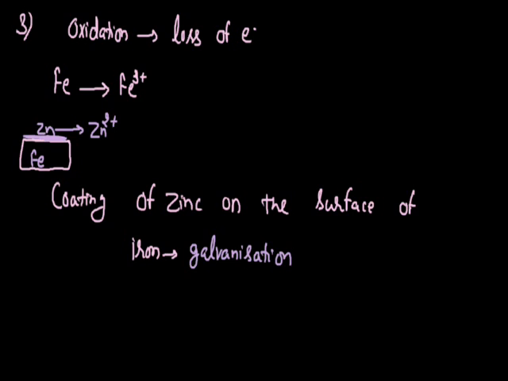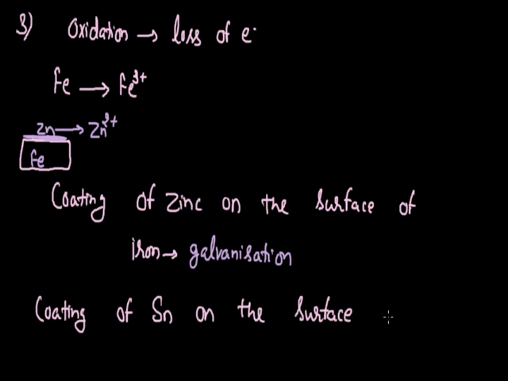Other than this, if I use tin metal for the coating of iron, then the coating of tin on the surface of iron will also help in the prevention of rusting, and this method is termed tin coating. So these are the methods to prevent rusting, and since rusting leads to the loss of an iron object that is of quite some use, by using these prevention methods we can save our iron objects from rusting.